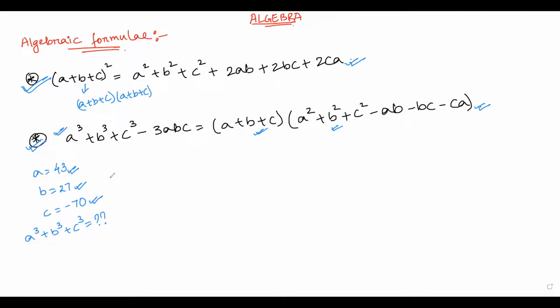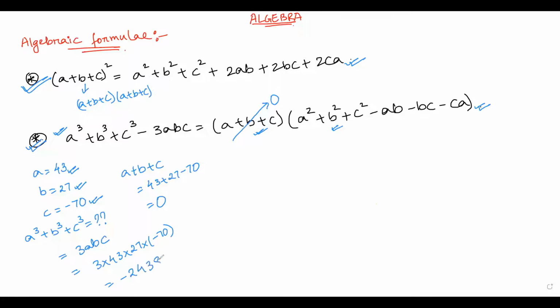Well, here, if you look carefully, a plus b plus c value would be simply 43 plus 27 minus 70, which is nothing but 0. And in this formula, if this part is 0, we can say that the right hand side would be 0. So a cube plus b cube plus c cube can be directly written as 3 times abc. So this would be simply 3 times 43 times 27 times minus 70. And when we simplify this out, this would be minus 243,810.